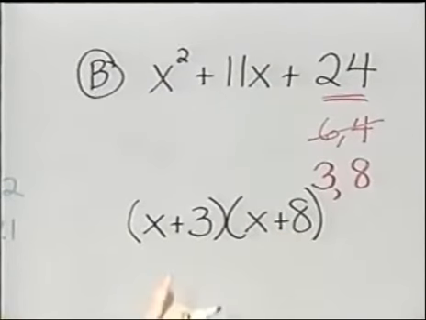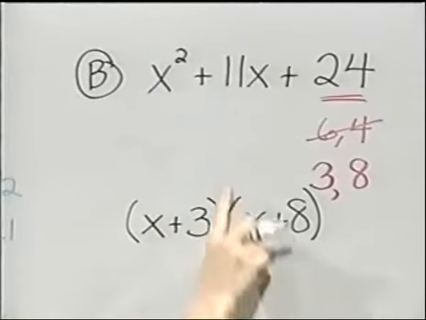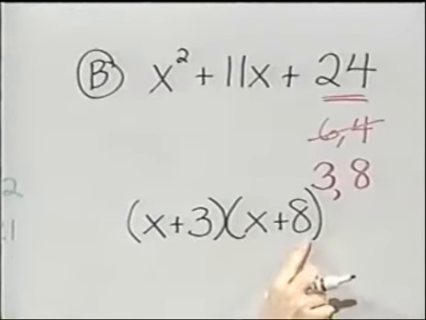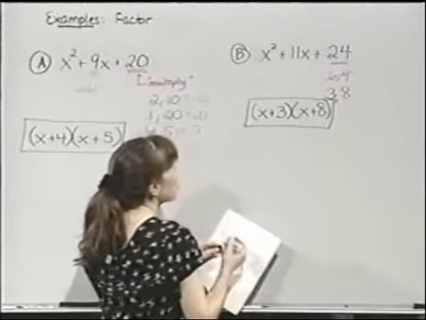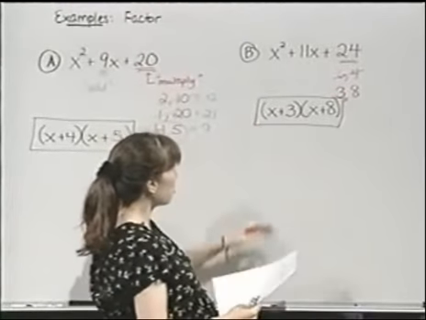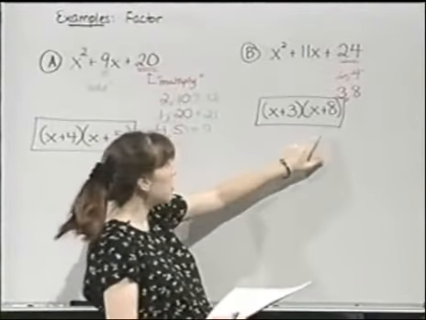And again, you can check it. x times x is x squared. That's 8x plus 3x, which will give us 11x. And 8 times 3 is 24. And therefore, the factorization of x squared plus 11x plus 24 is the product of x plus 3 times x plus 8.